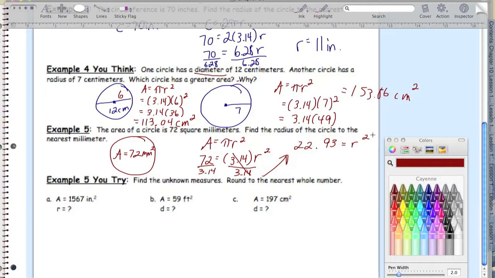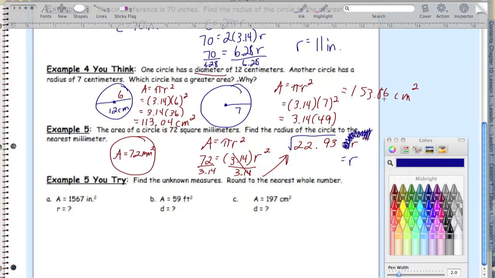Those are inverses. So this is our first kind of lesson in square roots. I'm going to take the square root of this side, and just like we do with equations, if you do it on one side, you have to do it on the other side. So now my squared and my square root cancel everything out. That goes away and r falls down. And now I just need to take the square root of 22.93.